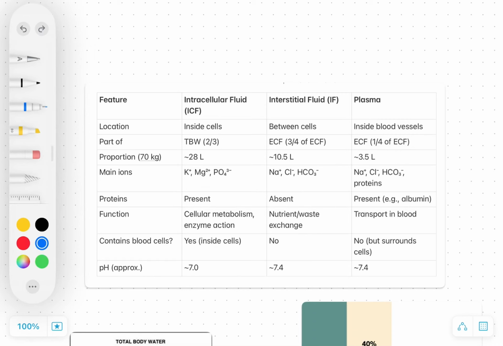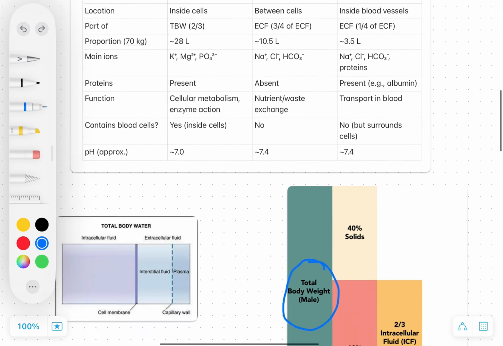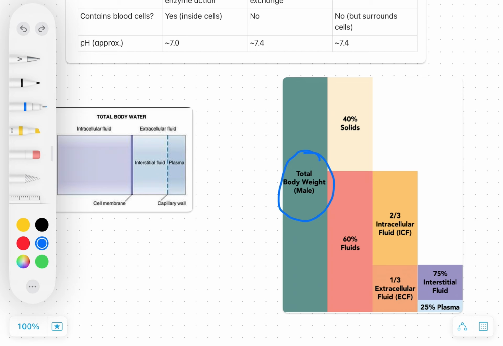Hello everyone, in this video we are going to discuss body water compartments, their clinical significance and some calculations. First, coming to total body weight. Whenever we see a person, the person will have a total body weight.